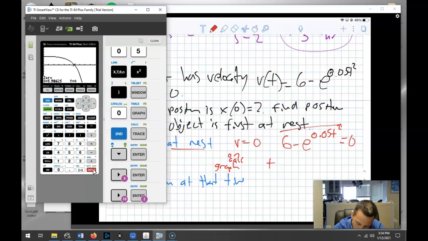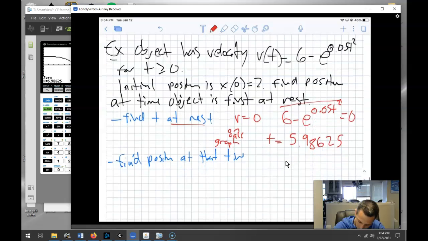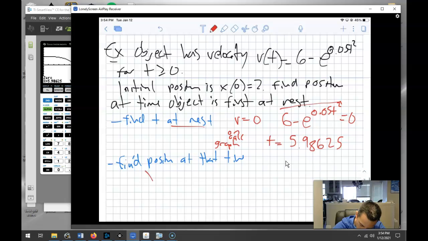One thing you want to make sure is to write extra decimals here. It's not your final answer, so write as many decimals as you can, probably at least 5. Okay, so that gives me the time when it's first at rest. But now, the problem asks me to find the position at that point in time. Well, my position is equal to the integral of velocity. So that tells me I'm going to use the fundamental theorem.